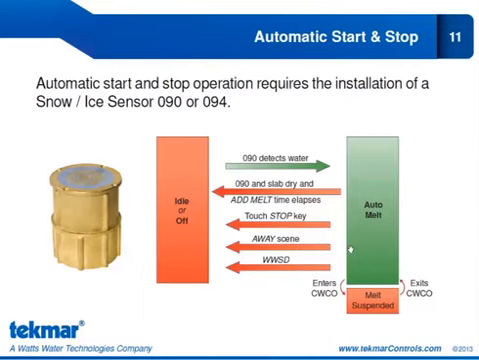We can do so by using the away scene. That will also stop the melt cycle. And if the ambient temperature rises above our warm weather shutdown setting, that is also a way to return to the idle or off state.